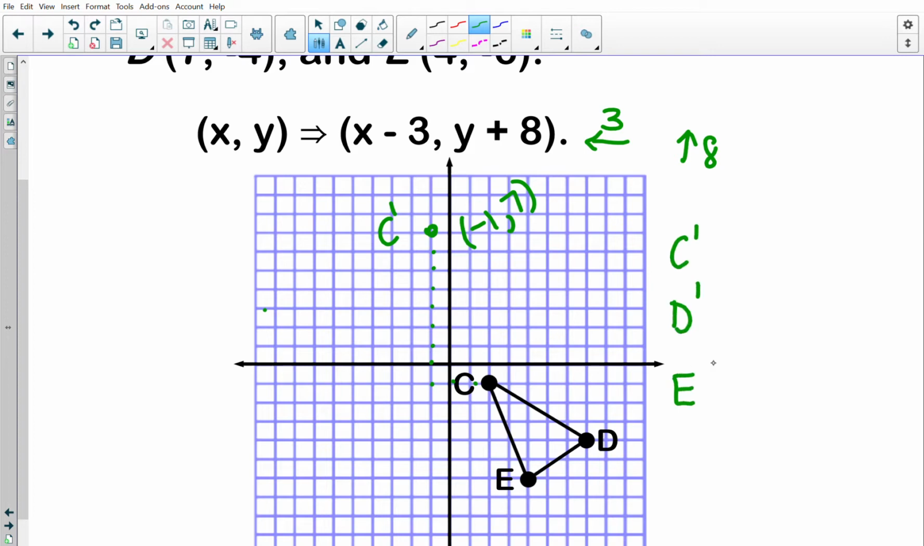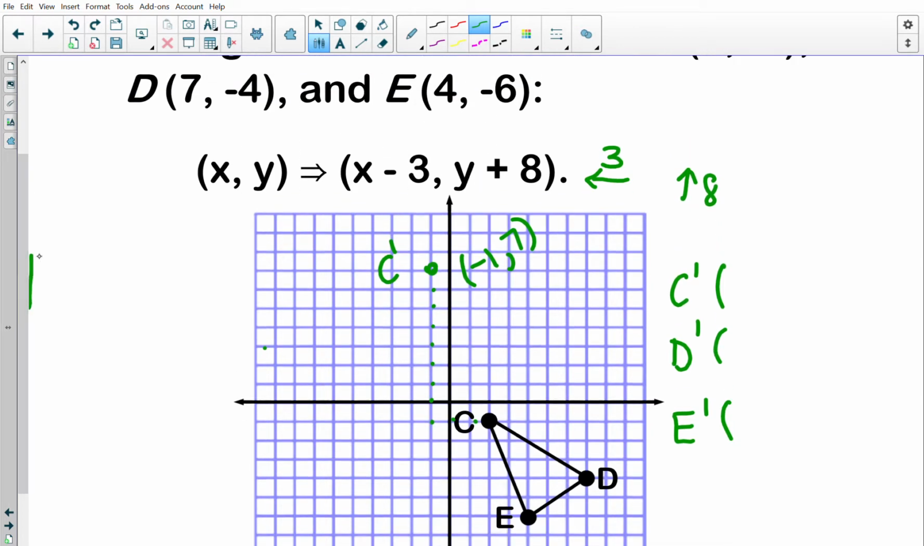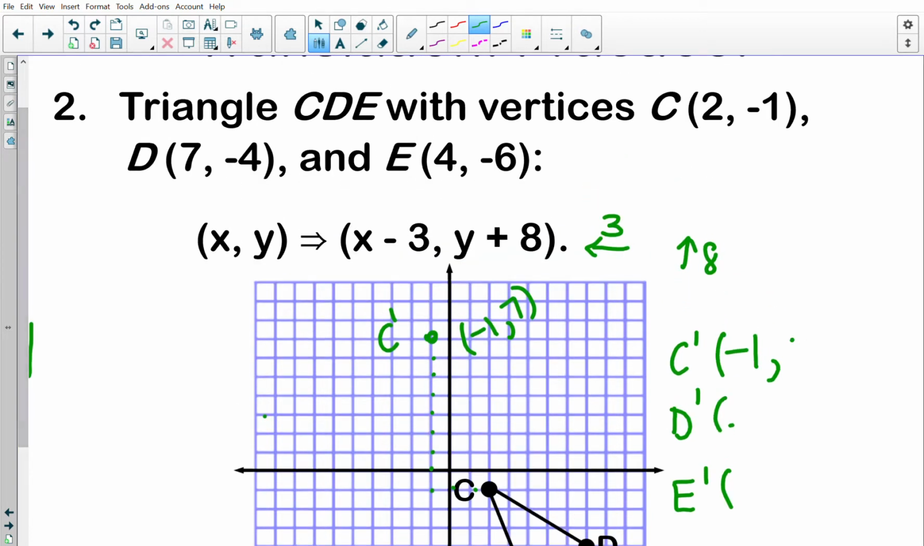I can use my rule again and say that 2 minus 3 is -1, and -1 plus 8 is 7. 7 minus 3 is 4. -4 plus 8 is 4. 4 minus 3 is 1. -6 plus 8 is 2. And that would be my translation.